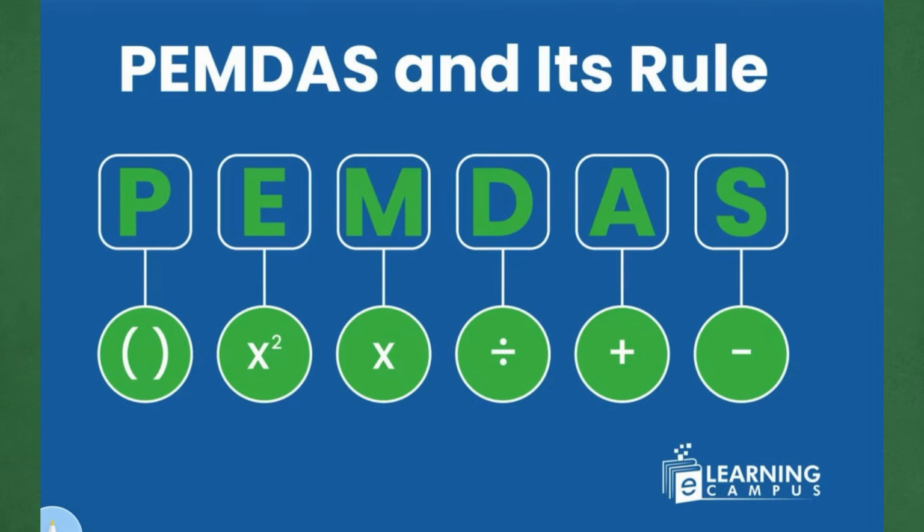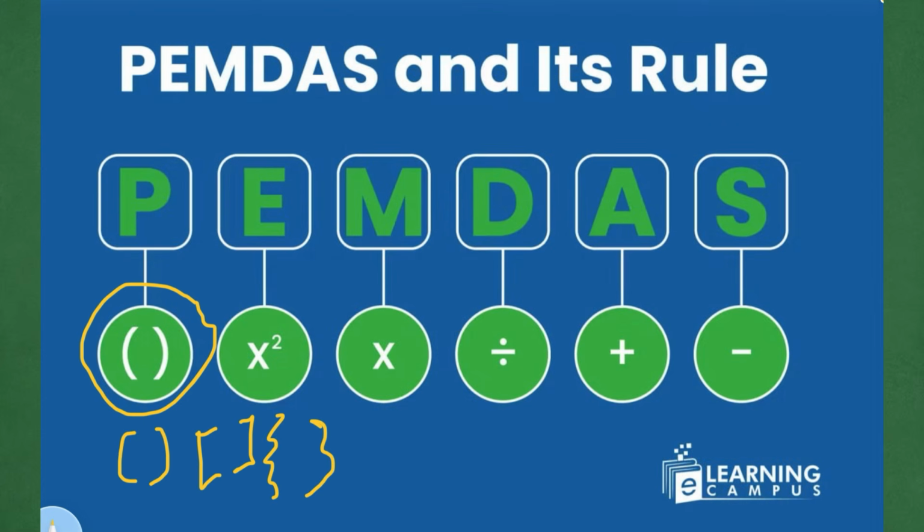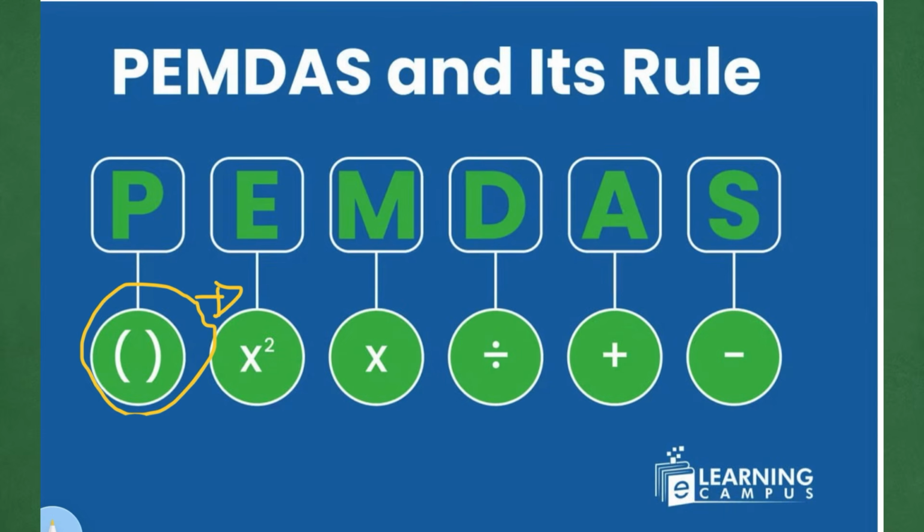When you're solving any math equation, the first thing you always solve is parentheses. Parentheses are those groups you see in math, sometimes round brackets, sometimes curved. And whatever number is trapped inside them gets solved first, every single time. The second thing you solve is exponents. That's your squares, your cubes, powers like that.